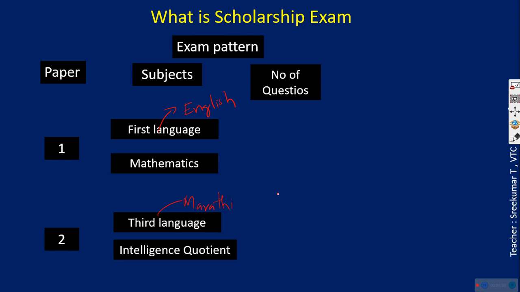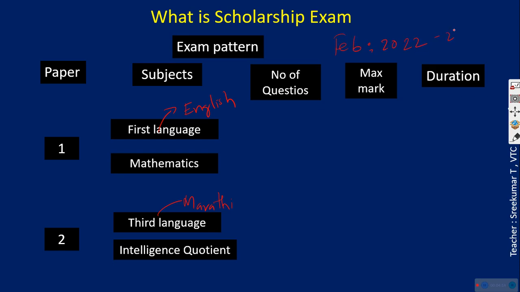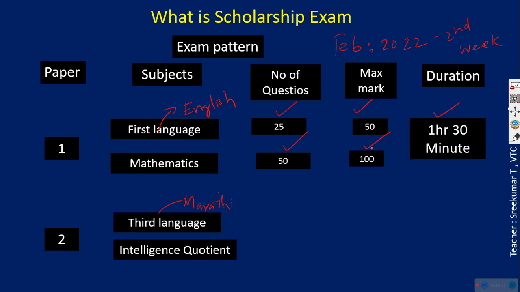The number of questions, the maximum mark for each question, and the duration of the exam are all fixed, and the probable time of the exam is February 2022, second week. This much is fixed. That's the beauty of the exam. The number of questions from first language is 25, and you will get 50 marks. Each question carries 2 marks. Mathematics is again 50 questions carrying 100 marks, and the total duration for the first paper is 1 hour 30 minutes.